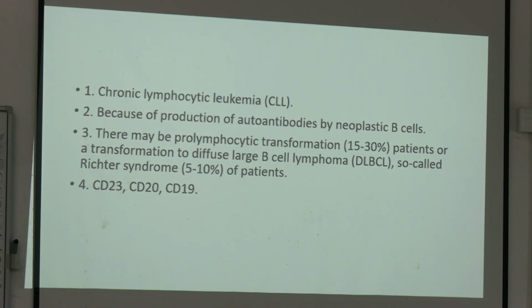So CLL you have to study. What are smudge cells? The lymphocytes are extremely fragile, and while making a smear, the cells are crushed. That is known as a smudge cell. In CLL, it is very important.